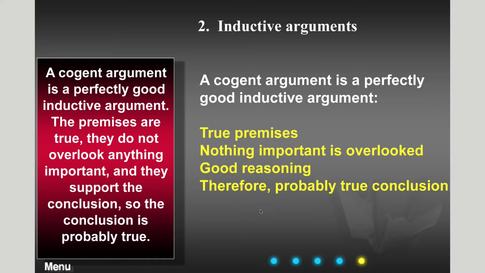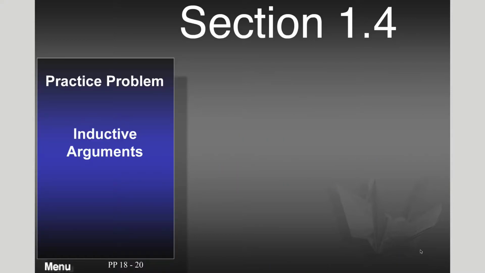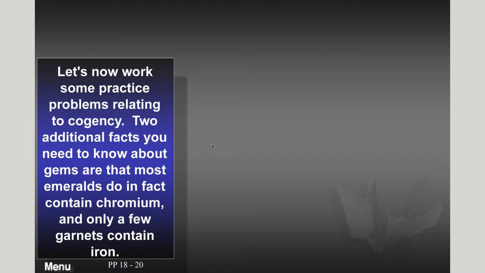So a cogent argument is a perfectly good inductive argument. It has true premises. Nothing is overlooked. That's important. We'll get to this. Good reasoning is used, and it gives us a probably true conclusion. Remember, in inductive argument, we're just looking for probability, right? That something probably is the case. So let's do some practice.